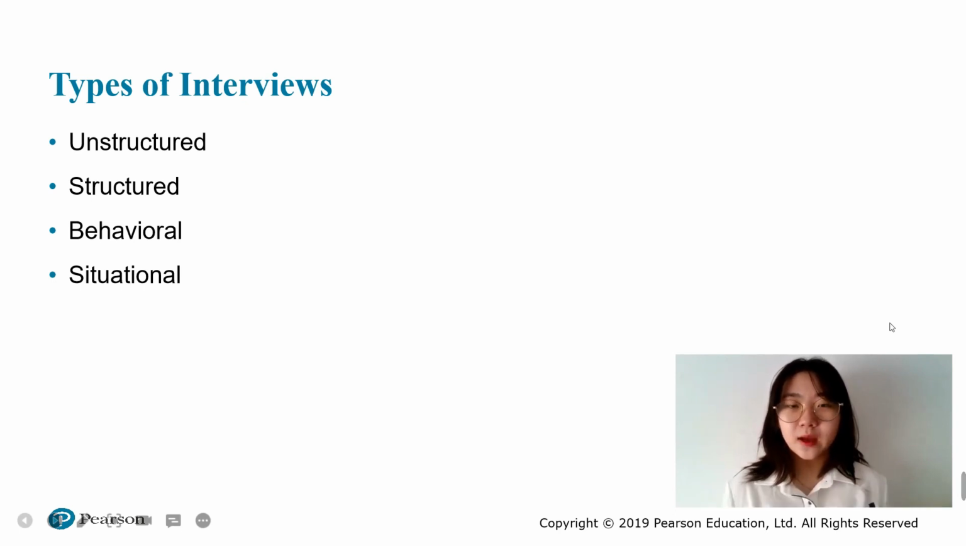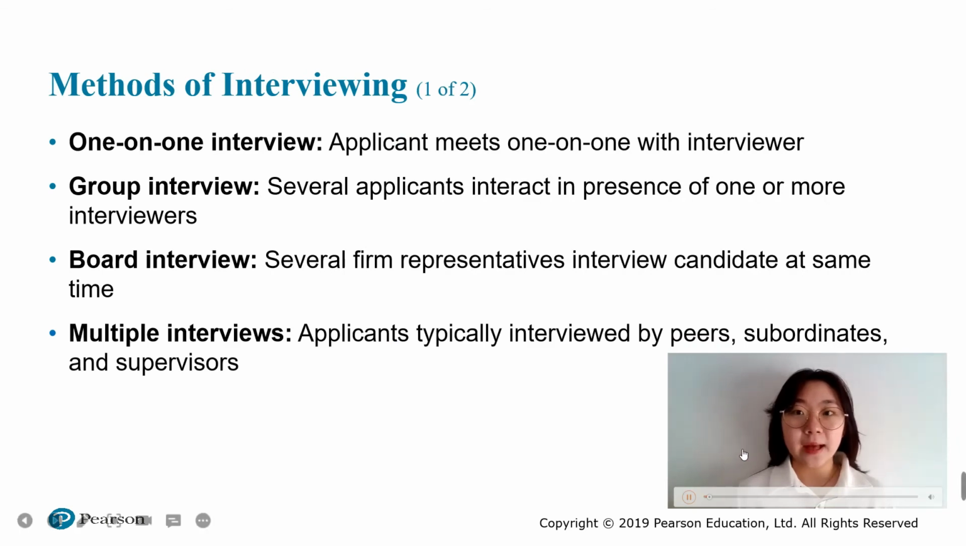Let's get started. There are 4 types of interview, including unstructured, structured, behavioral, and situational. There are also four methods of interviewing. The first one is the one-on-one interview, in which the applicant meets with the interviewer one-on-one.